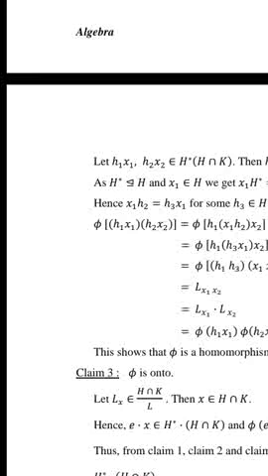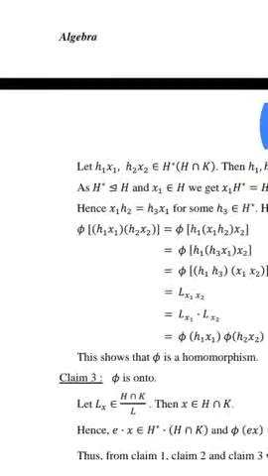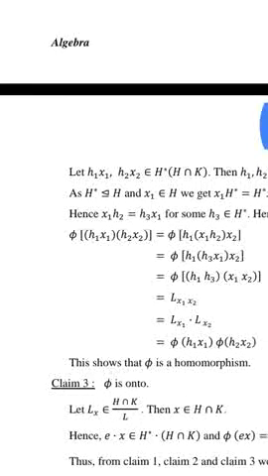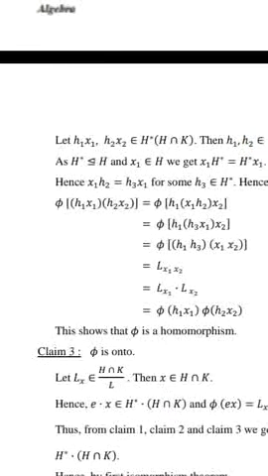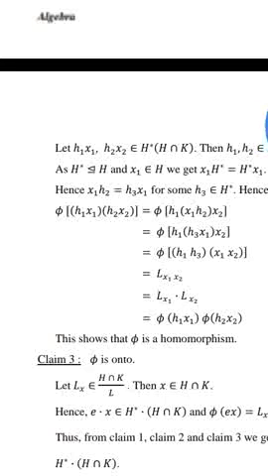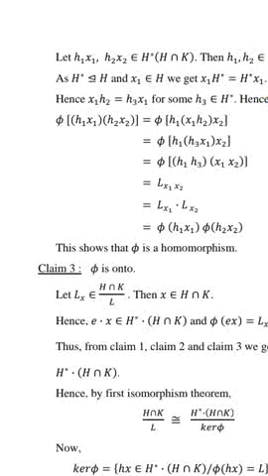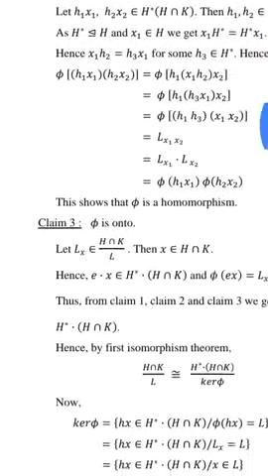Hence we get phi of h1 x1 h2 x2 is equal to phi of h1 h3 x1 x2 is equal to L x1 x2 is equal to Lx1 into Lx2 is equal to pi of h1 x1 into pi of h2 x2. Therefore pi is a homomorphism. Now we have to prove that pi is onto.